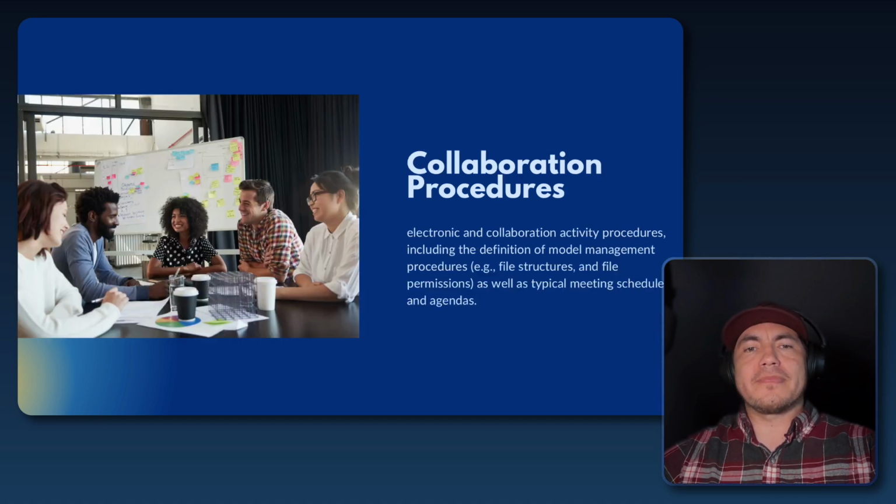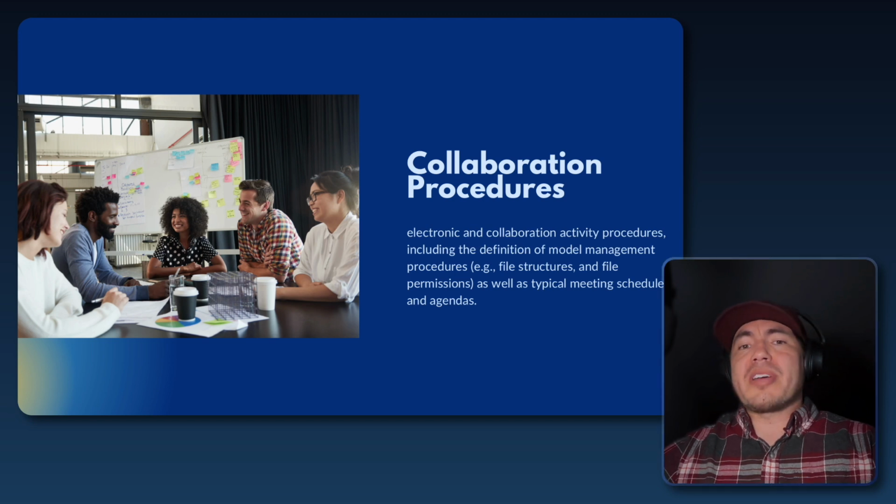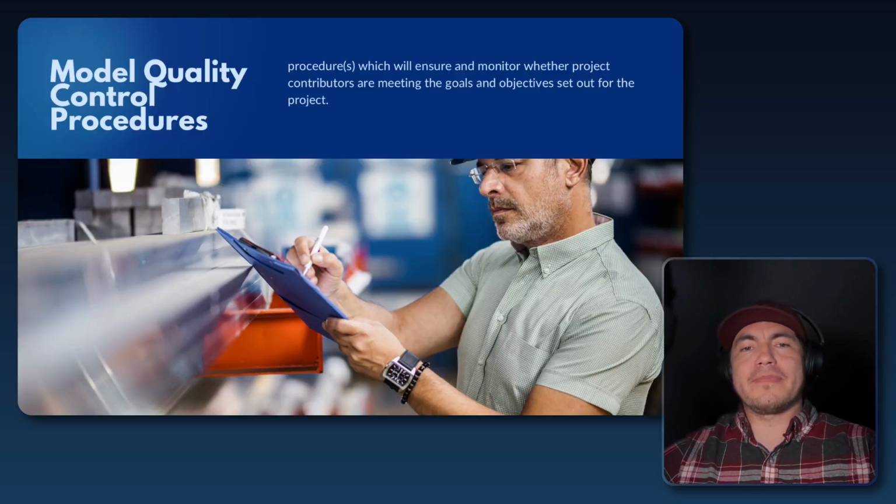Now, BIM is all about collaboration, but collaboration without a structure can lead to chaos. That's where collaboration procedures come into play. In this section, we outline how the team will work together electronically, how models will be shared, what the file structures look like, and who has permission to access or edit which files. We also define meeting schedules and typical agendas. Collaboration needs to be smooth, so this section ensures everyone knows the ground rules for working together effectively.